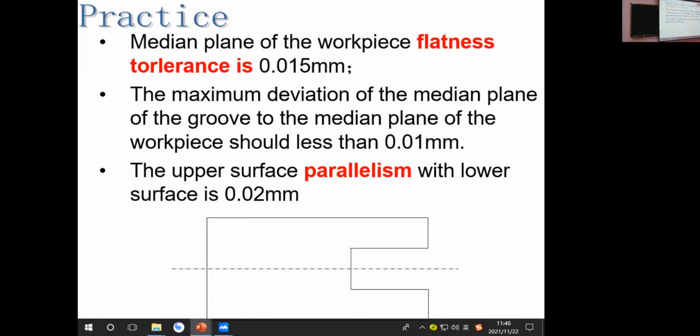This one means the maximum variation of the median relations. The group median, the median line. This is the median line, right? And maybe first to the median plane of the work. To the median plane of the work, it means the median plane of the work. The B means this surface.